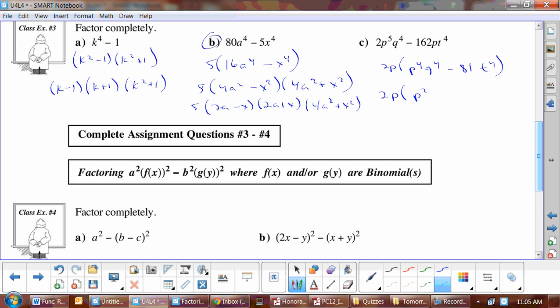p^2 q^2 minus 9t^2, right? So this is going to get tight here. p^2 q^2 plus 9t^2.